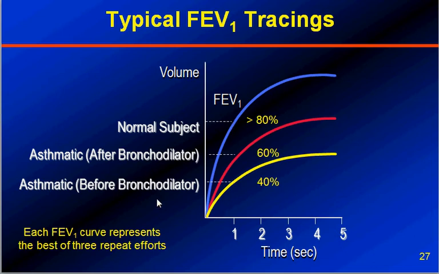In a patient who has asthmatic bronchi, asthmatic tendency or bronchoconstriction, the FEV1 may be reduced to as much as 40%. After bronchodilator, it may show an improvement of around 20% more, so it may go up to 60%, but nonetheless it is less than the normal value. Each FEV1 curve represents the best of the 3 efforts by the patient. The blue curve here is the normal, the yellow one is the bronchial asthma, and the pink one is of the same patient of bronchial asthma after bronchodilator.